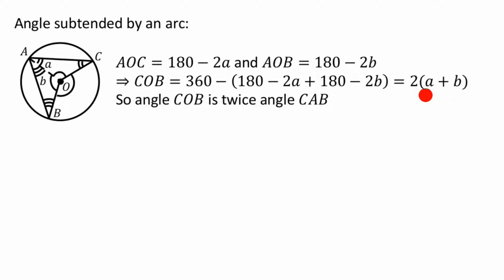Why did I bother writing it like that? Well, if you look at what we started off with over here, this angle at the circumference was simply a plus b, yeah? And then we found out that COB, the angle at the center, ended up being 2 times (a plus b). So basically we proved it. That's 2 times (a plus b) if that starts off as a plus b. So therefore the angle at the center, COB, is twice the angle at the circumference, CAB, and your proof is done.